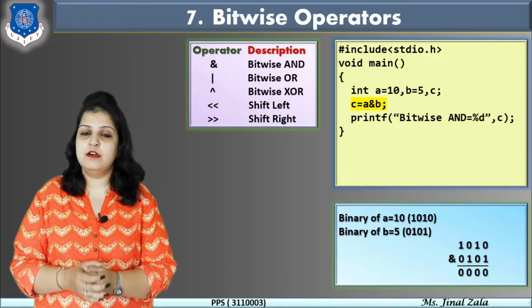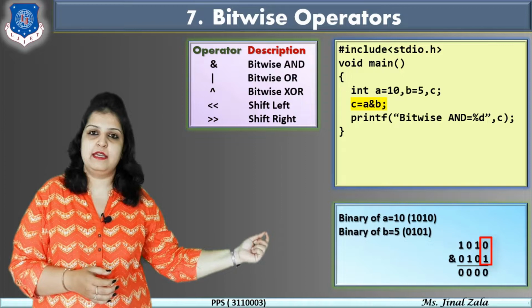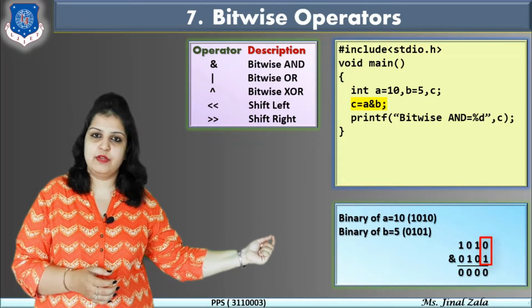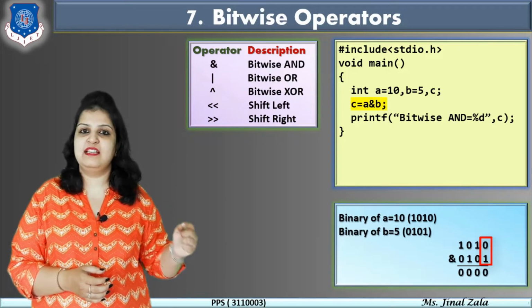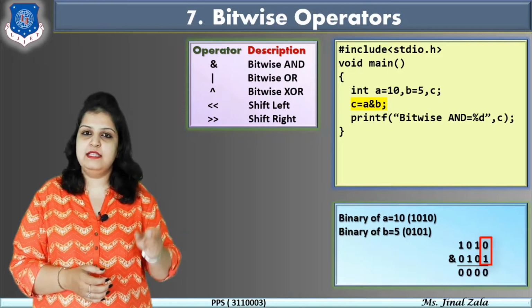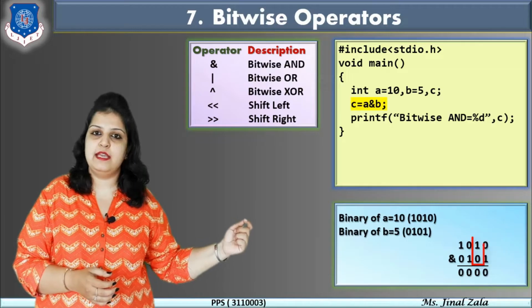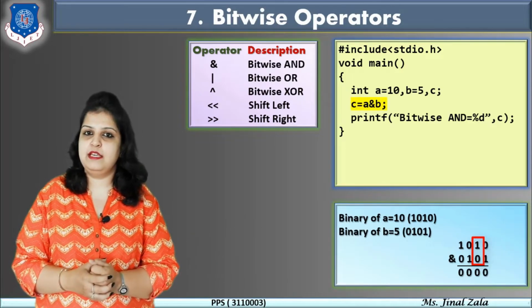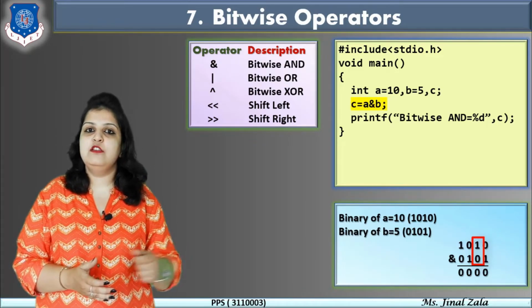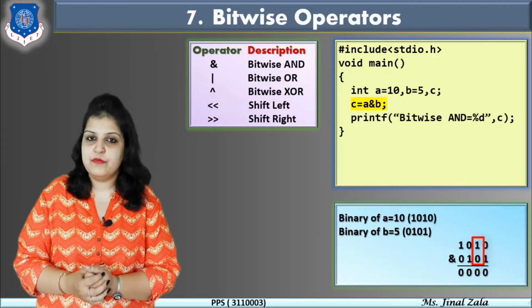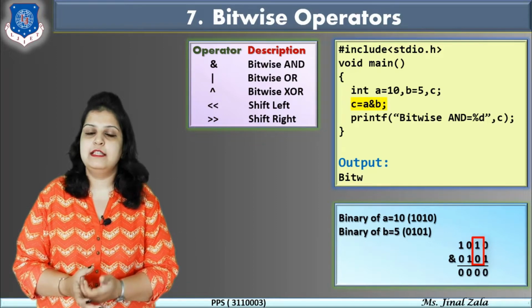Now how will the AND operation execute? First see the single bits: the last bit of a is 0 and the last bit of b is 1. So 0 into 1, the answer is 0. So the first single bit operation answer is 0. In the same way, the second last bit of a is 1 and the second last bit of b is 0. So again 1 into 0, the answer will be 0. In this way you will get the final answer 0. So when our output is printed, the value of variable c will be 0.